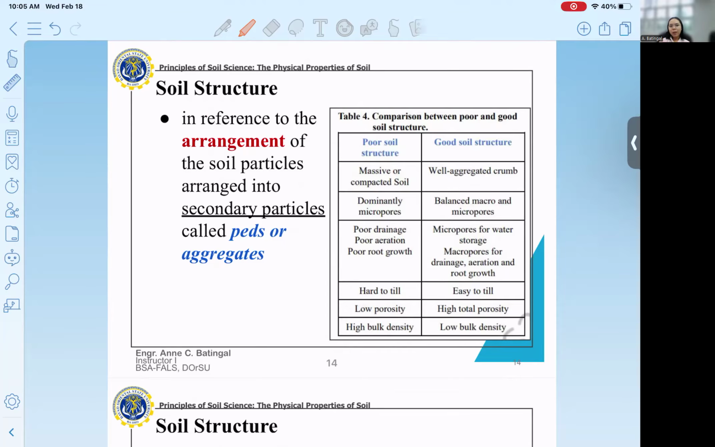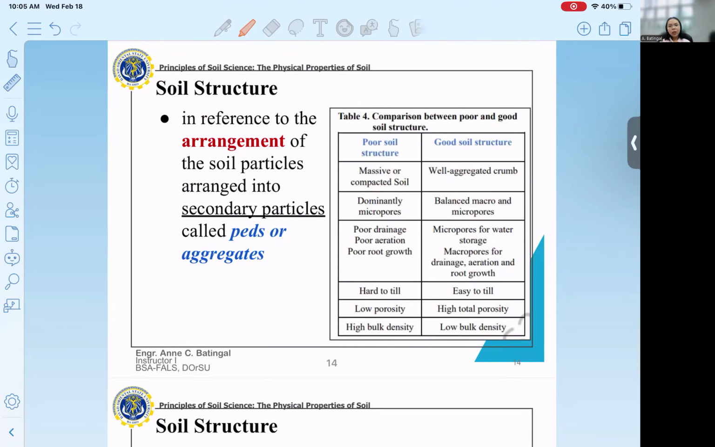So from your soil separates, sand, silt, and clay, they are individual. You also have your humus or your organic matter. Now, your soil structure depends on the arrangement of the groupings of your soil separates into secondary particles called peds or aggregates.